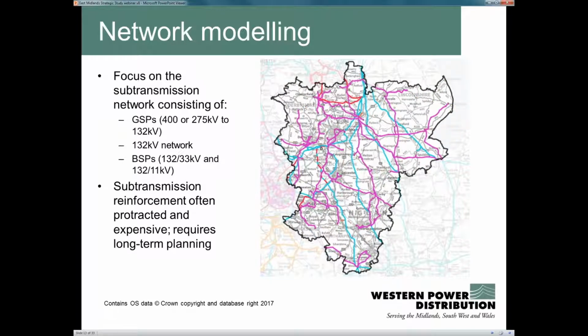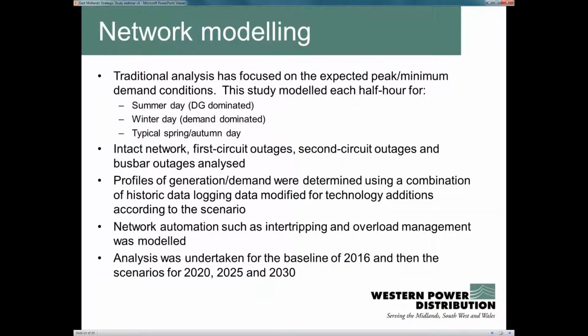We've concentrated for this network modelling on the subtransmission network. So this is the grid supply points at 400 or 275 kV down to 132 kV, and then also the further WPD-owned subtransmission network, so the 132 kV network and our bulk supply points. We're focusing particularly on the subtransmission network because the network there tends to have longer lead times and it's more expensive to upgrade, so we feel it's the right strategy to target that for our modelling purposes.